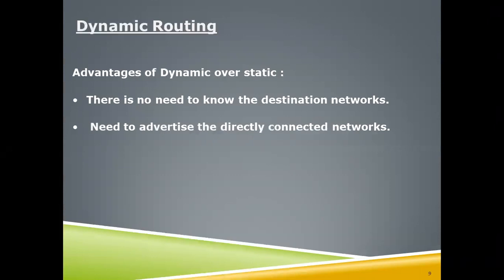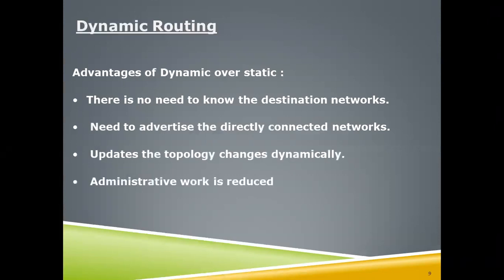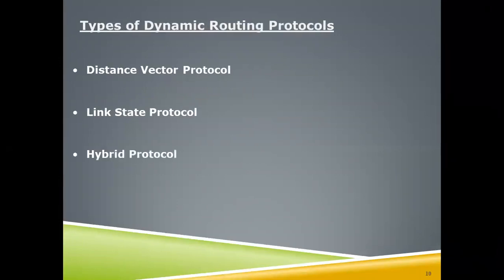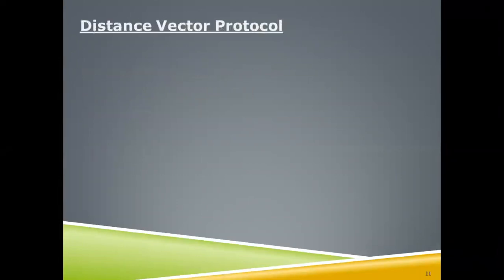You need to advertise the directly connected networks only. It updates the topology changes dynamically. Administrative work is reduced. It's used for large organizations. So these are the advantages of dynamic routing. The types of dynamic routing protocols are distance vector, link state, and hybrid protocols. So let's start with distance vector protocols.